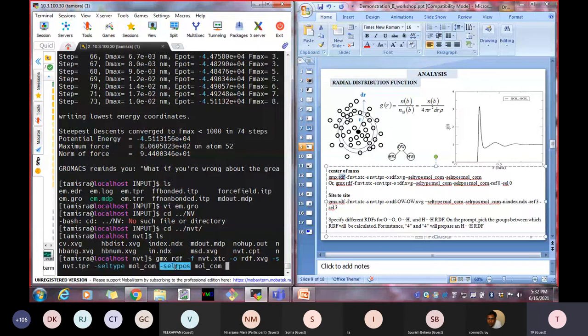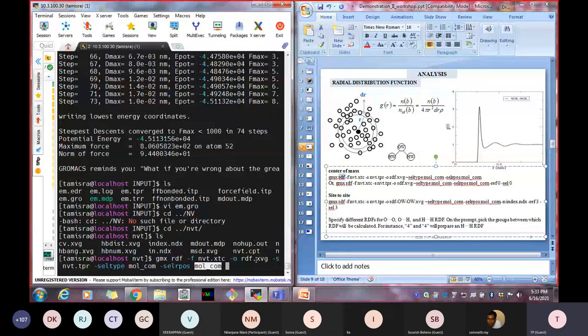And this gives the selecting the reference position of which molecule you want, because your system may contain different types of molecules. So on which molecule you want to calculate the GR. For this case, it is simpler. You only have water molecules, but for your multi-component system, you might have two or three different types of molecules or residues. So on which one you actually want to calculate, you can mention it over here.